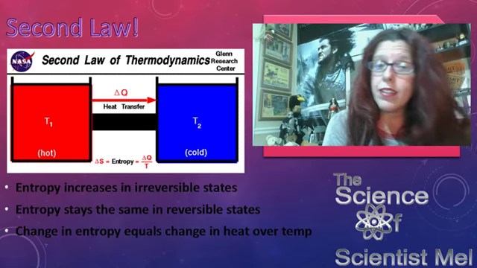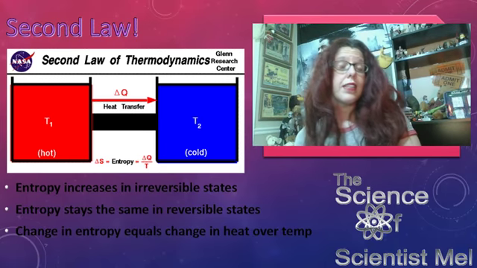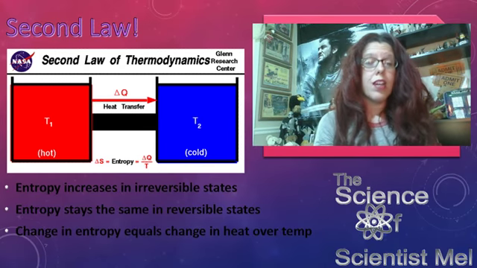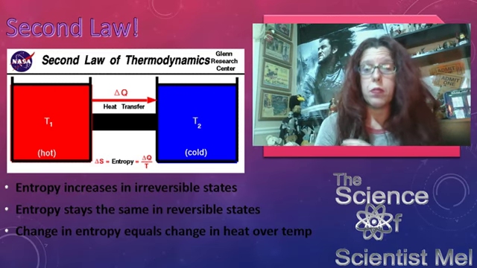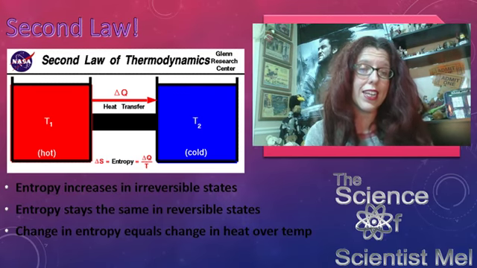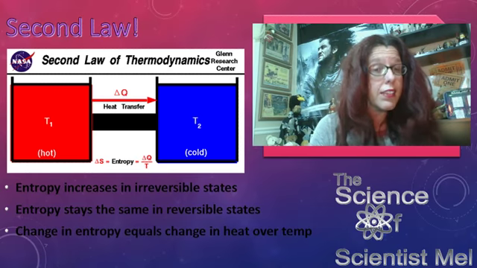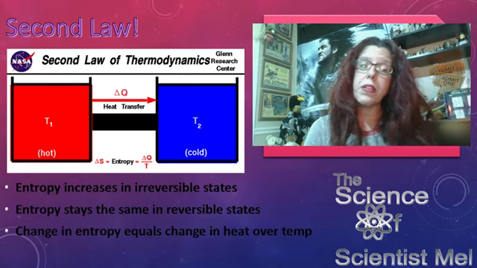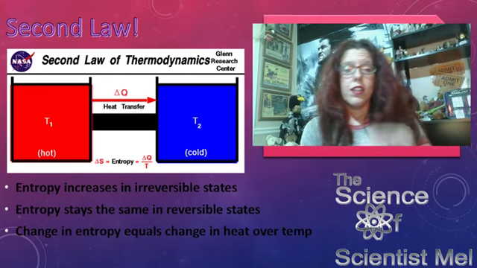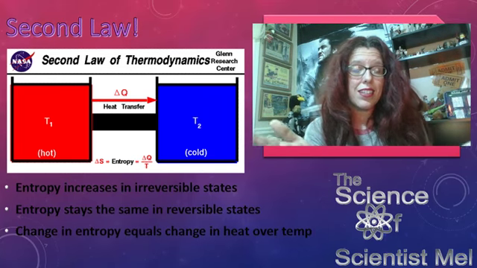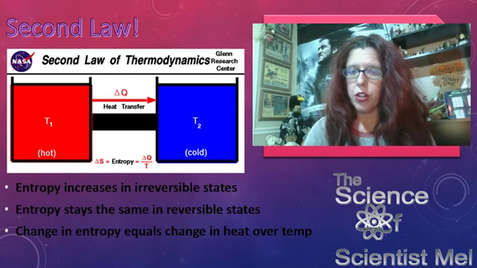Entropy increases in irreversible states. Entropy stays the same in reversible states. The change in entropy equals the change in heat over temperature. So that's what that equation is at the bottom. Delta S, that's the change in entropy, is equal to the change in heat divided by the temperature.